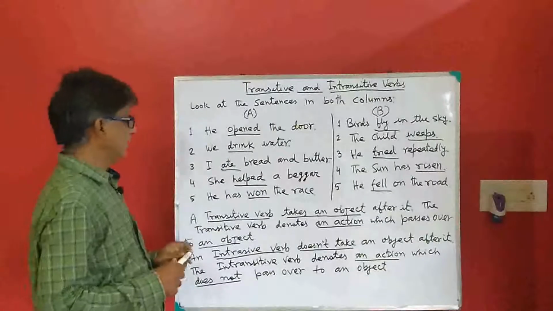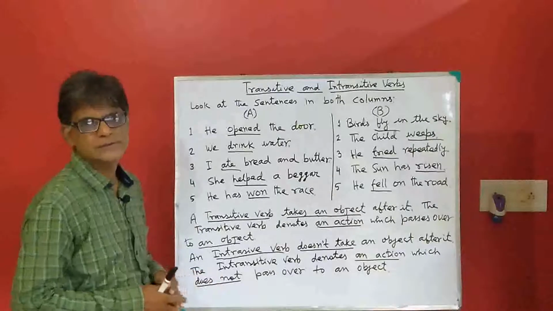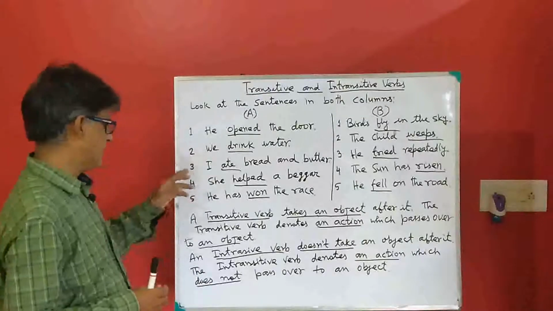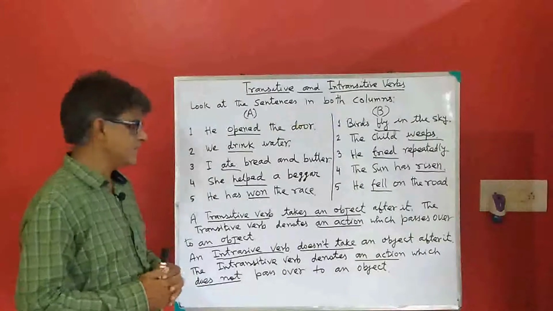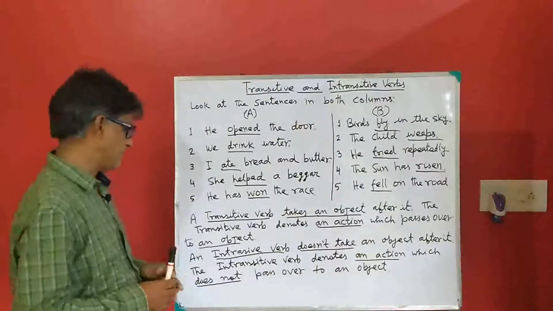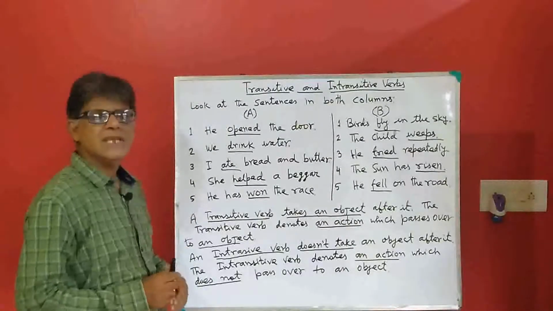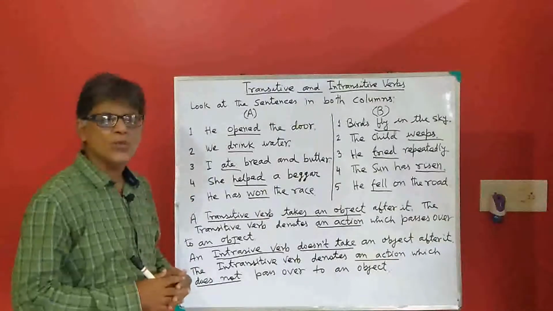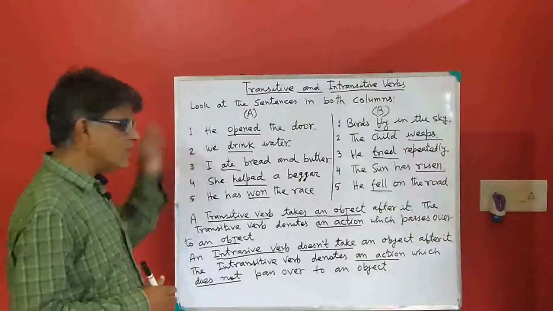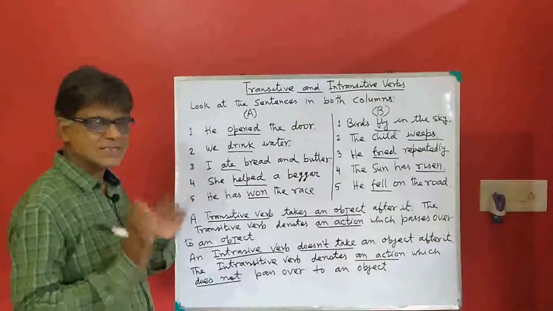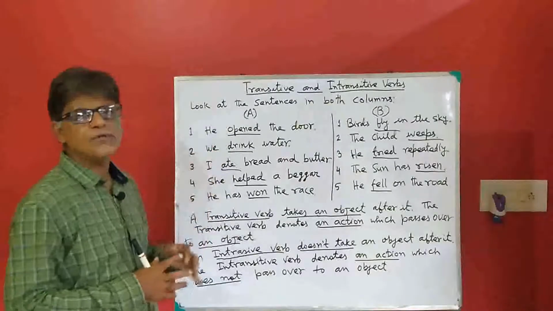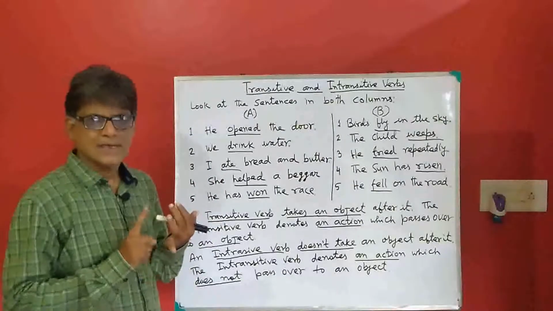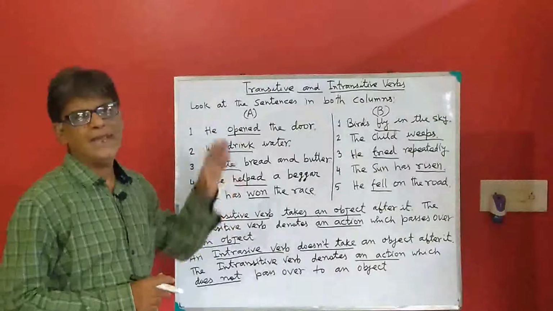Number 1, he opened the door. Number 2, we drink water. Number 3, I ate bread and butter. Number 4, she helped a beggar. Number 5, he has won the race. Now in all these 5 sentences you can see that in each of the sentences there are 3 things: a subject, a verb and an object.